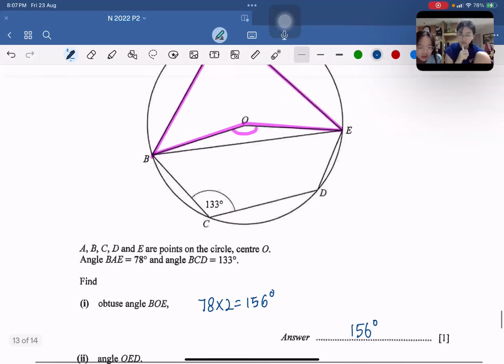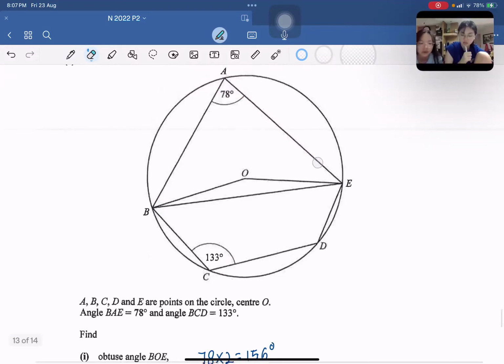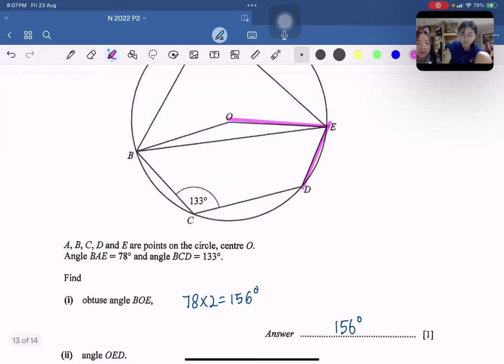Next one, find angle OED. Where is angle OED? Okay, this one, OE and D. Now notice I am not able to find angle OED directly, but we are able to know that just now I already identified the first one. This is the angles in the opposite segment.